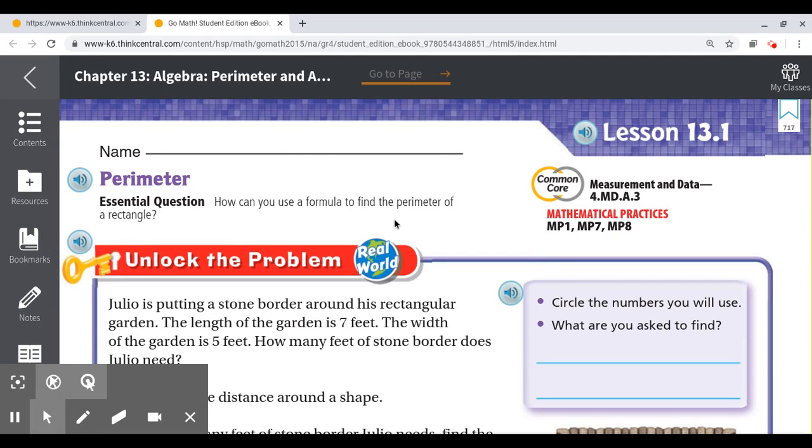Okay, this is the video for session 18, Go Math, page 717 through 720. So I'm going to go over a couple problems with you.